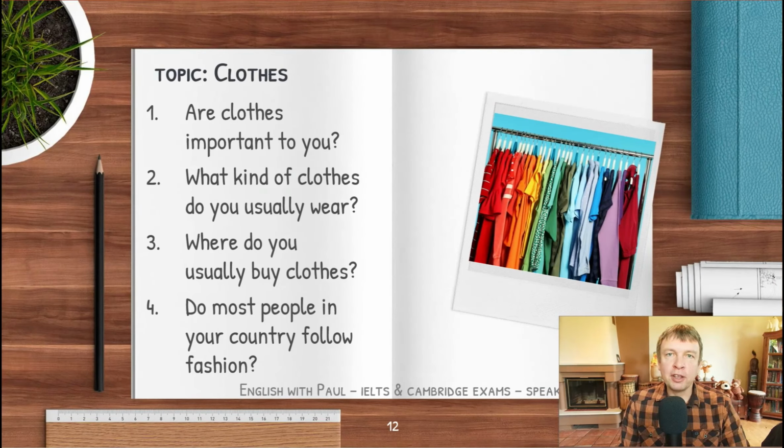Here is the first topic that I've chosen for you. Remember that the examiner will usually choose 3 topics with 3 or 4 questions each to ask you. So, here are 4 questions. The first one is general. Are clothes important to you? And then there are some follow-up questions.